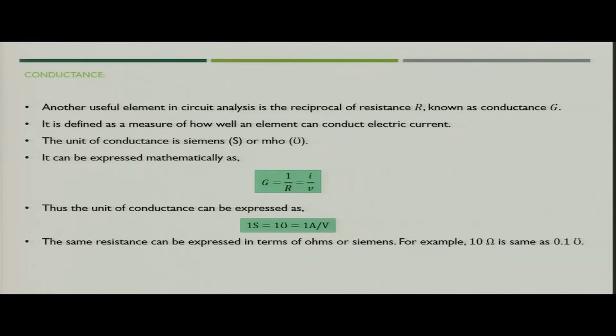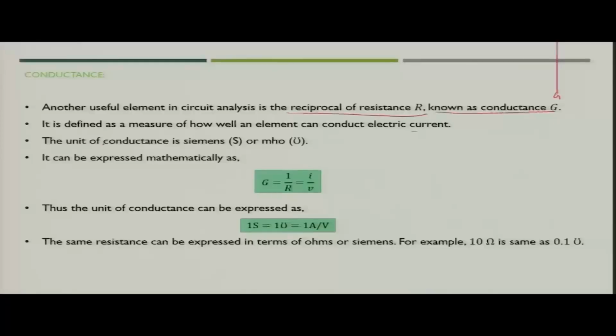Now, another useful element in circuit analysis is the reciprocal of the resistance, which is known as conductance and represented by capital G. It is defined as a measure of how well an element can conduct electric current. So, it is just the opposite of resistance R. R is the property of an element to resist the flow of current, while conductance says how well that particular element can allow the flow of current.